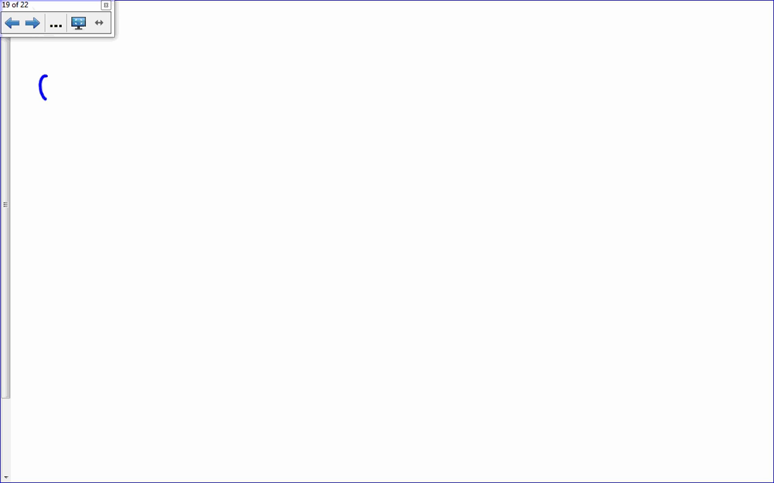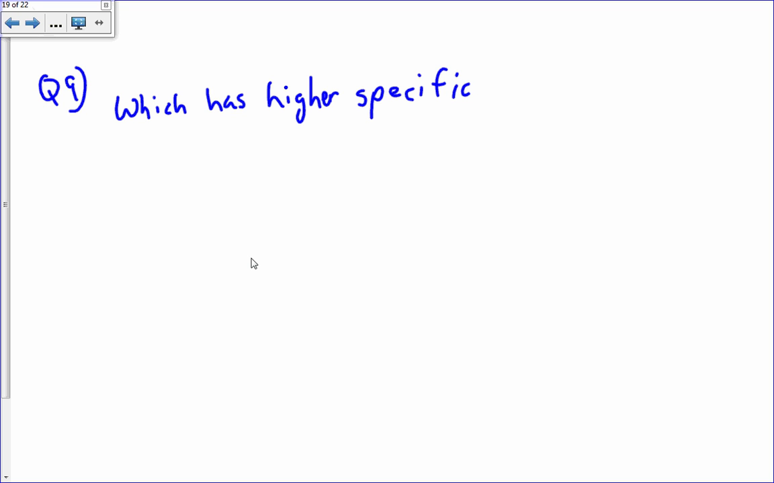Question 9. What would be more effective in keeping a bed warm in an unheated house, a hot water bottle or an equal mass of brick with the same temperature? Well, you want to ask yourself, which of these has the higher specific heat? And that material will be better to keep the bed warm.